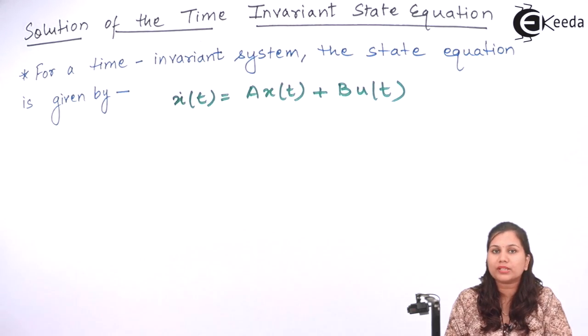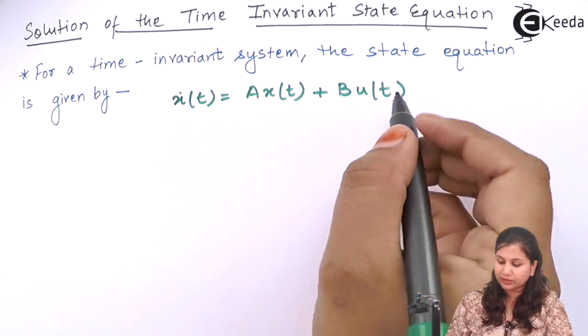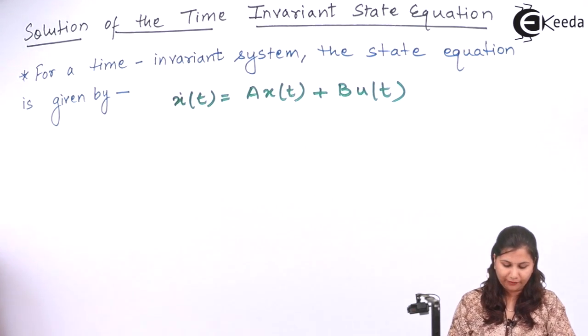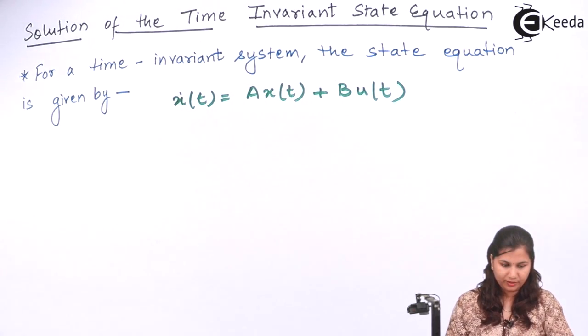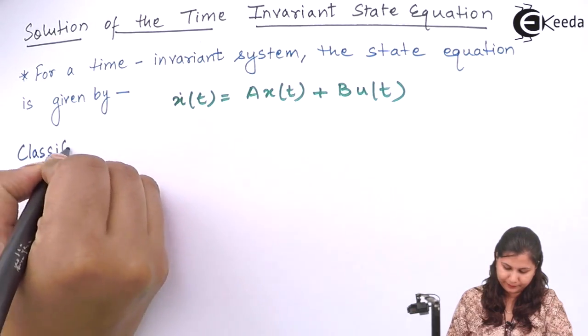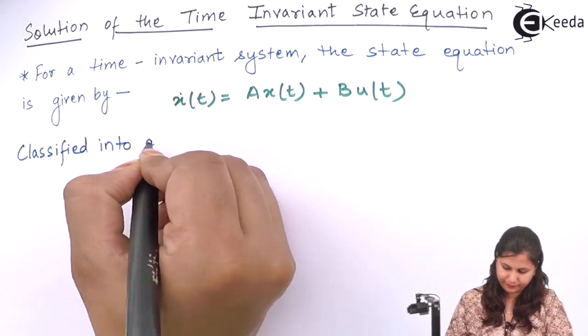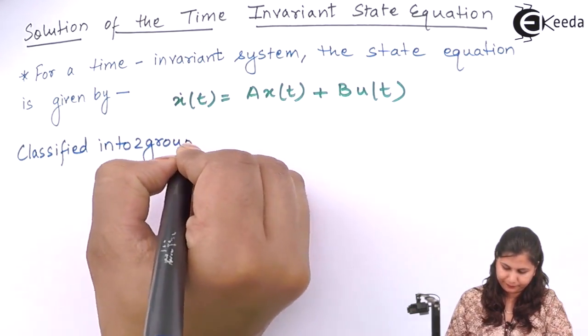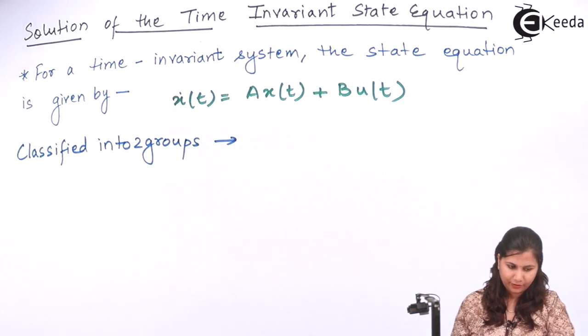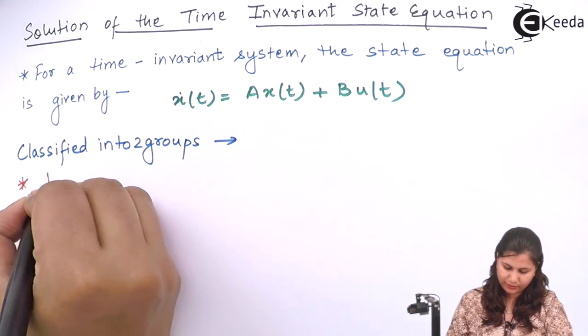First is the homogeneous state equation and second is the non-homogeneous state equation. This classification is based upon whether the input is present or absent. So we have two types of state equations. First is the homogeneous state equation.